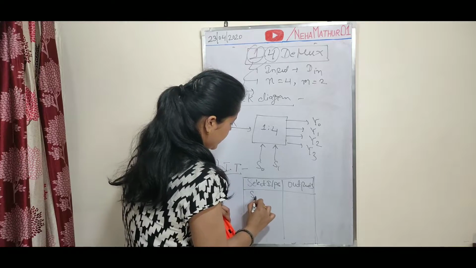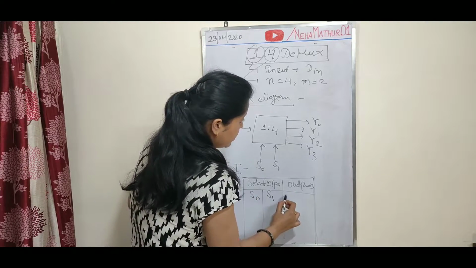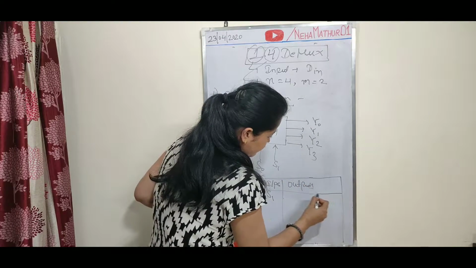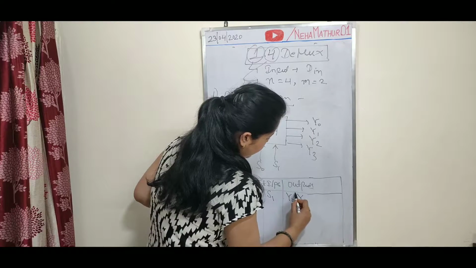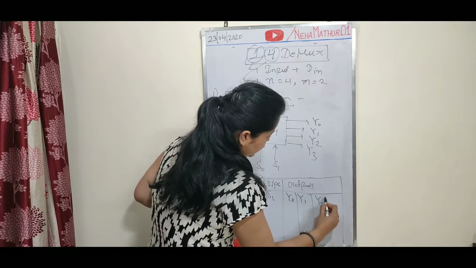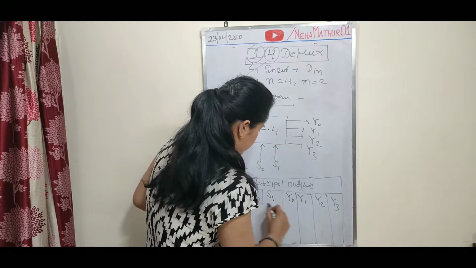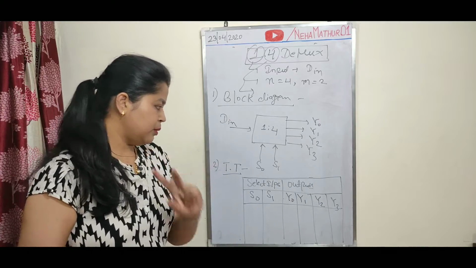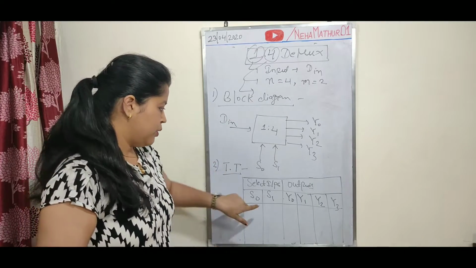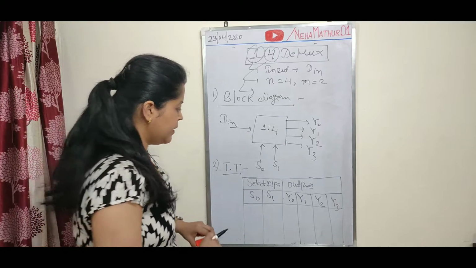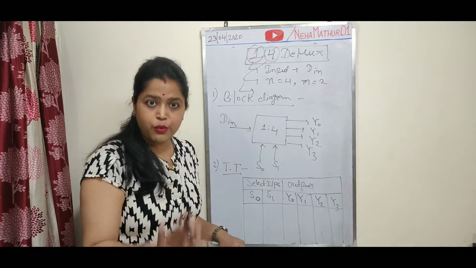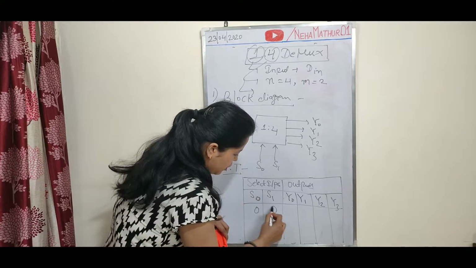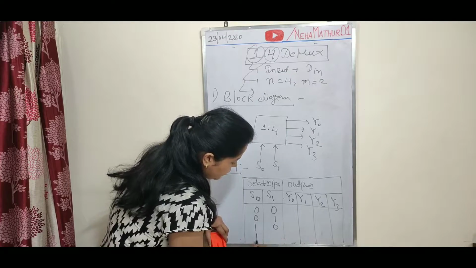Now you have 2 select inputs, S0 and S1, and 4 outputs. So I am extracting them as Y0, Y1, Y2 and Y3, 4 outputs. Here you have 2 select inputs, S0 and S1. For these 2 variables, firstly you must have an idea about their binary combinations for representation, and it will be 0 0, 0 1, 1 0 and 1 1.